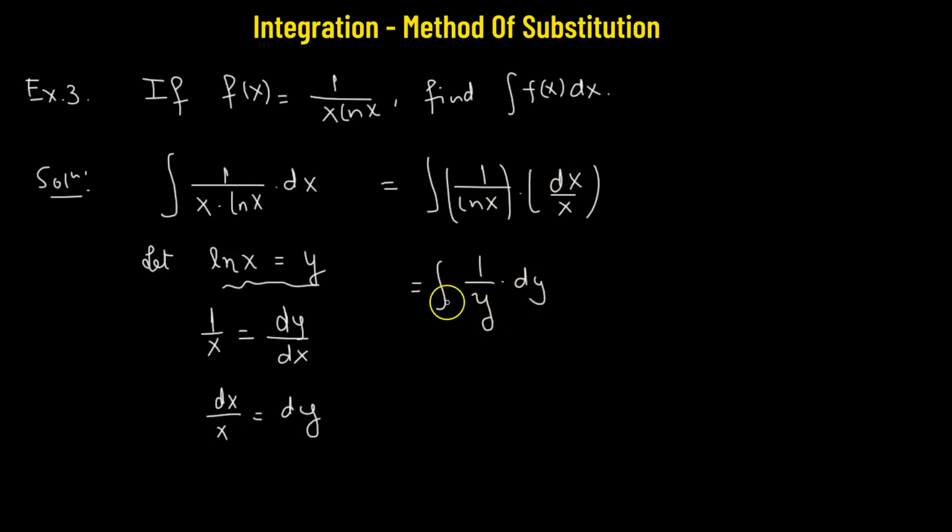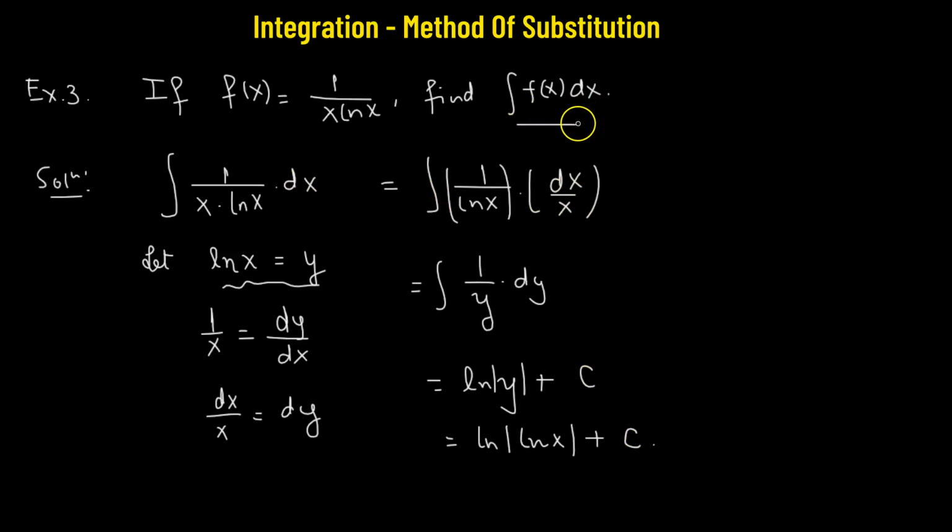Now this is a simple integral, integration of dy over y, so this is natural log of y plus the constant of integration c, and we have to replace y with natural log of x, so this will be log of natural log of x. We'll consider the absolute values as well, plus c. So this is the value of our integration f(x) dx.